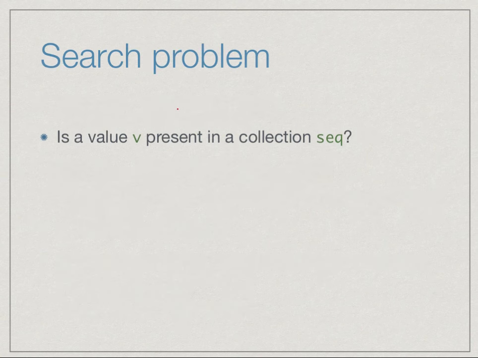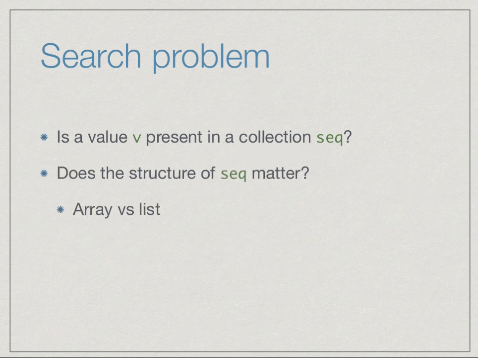So the problem we are interested in is to find out whether a value v is present in a collection, or we can even call it a sequence to be more precise, in a sequence which we call SEQ. So we have a sequence of values, we want to check whether a given value is there or not. For instance, we might be looking at the list of roll numbers of people who have been selected for a program. We want to check whether our roll number is there or not.